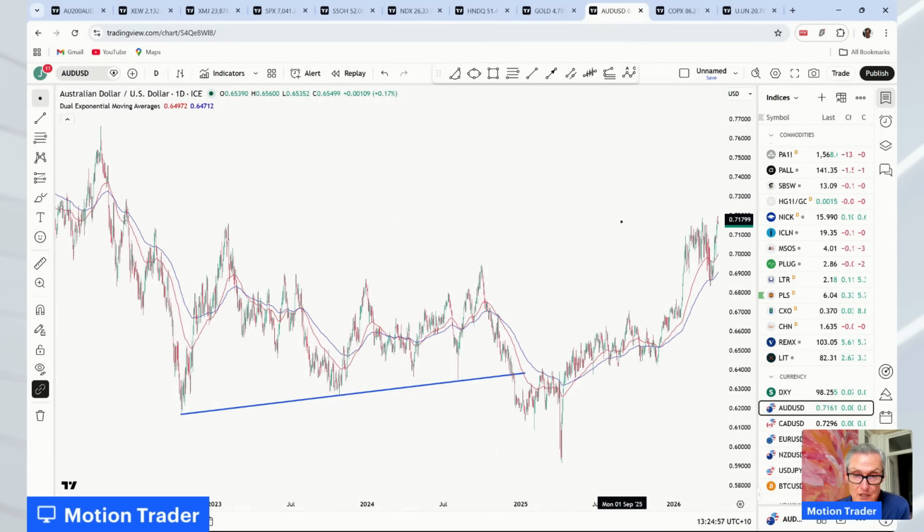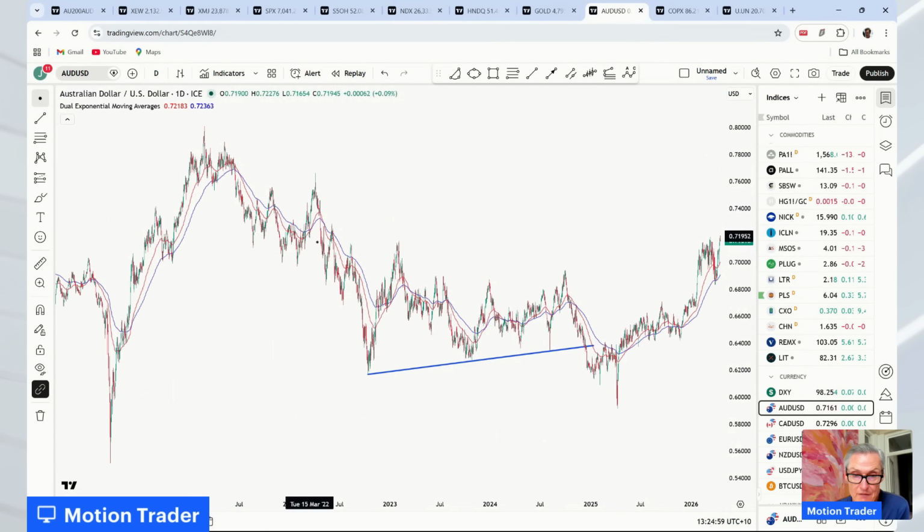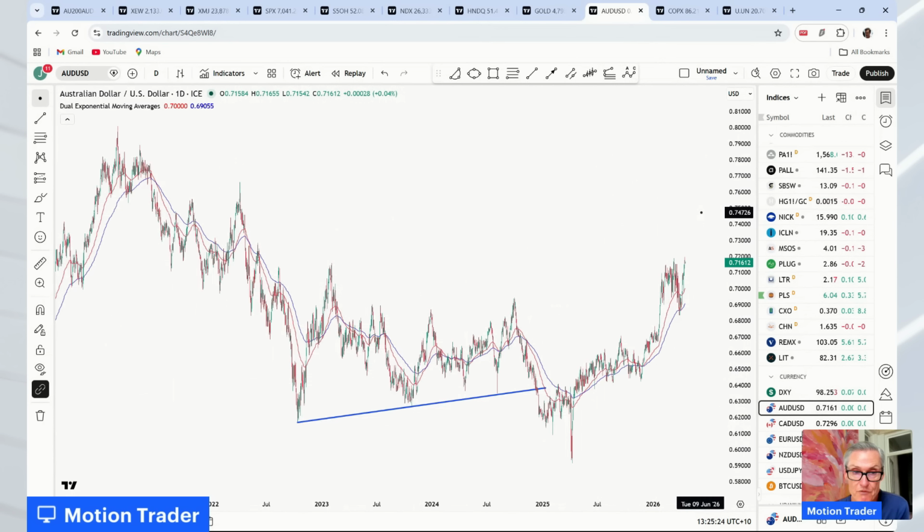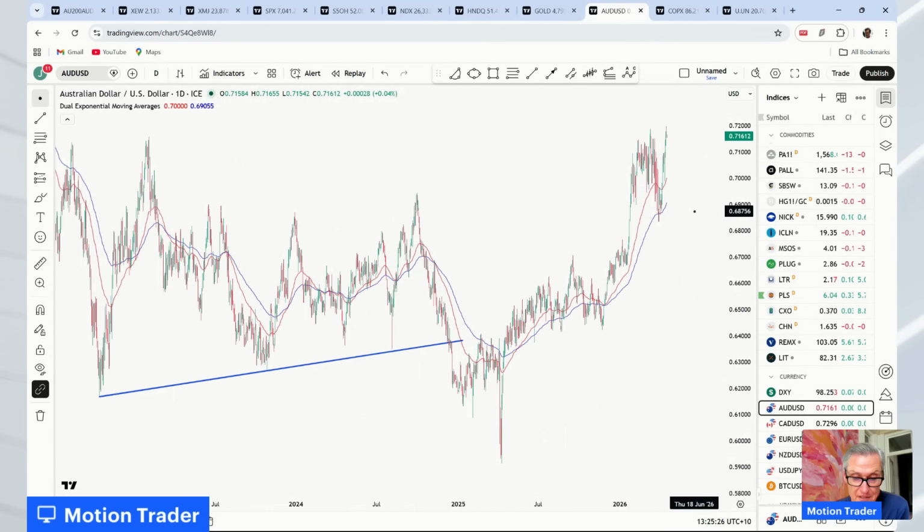So the Aussie had been in a downward trend for several years. That was a tailwind for international exposure. Now it looks like maybe that trend is reversing. Maybe we're going through a period where the Aussie dollar may be strong or may continue to trend higher against the US dollar. That becomes a headwind for international exposure. So that's why I've opted for a hedged ETF for this Nasdaq position.